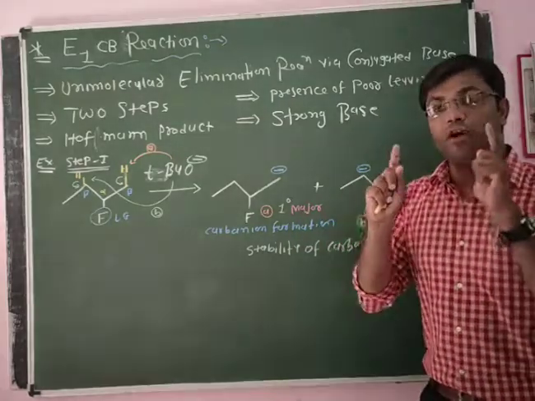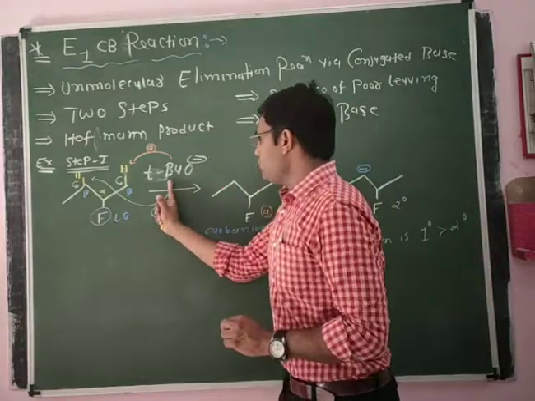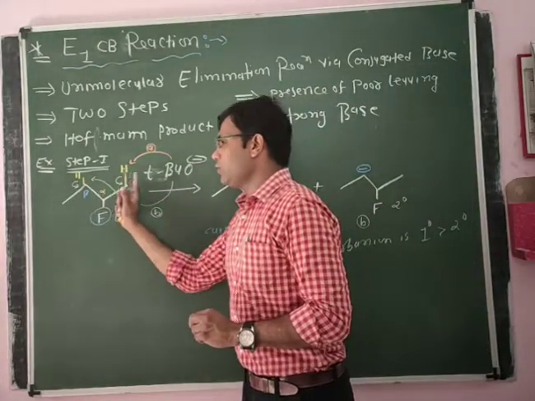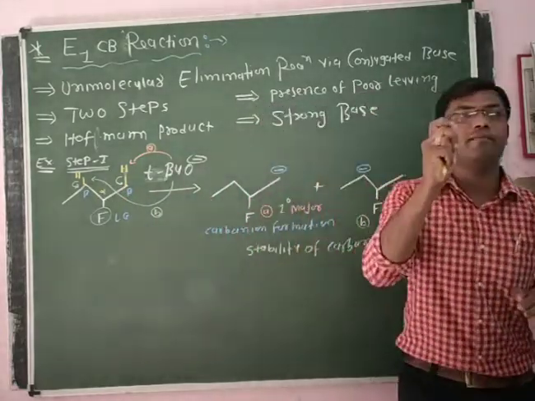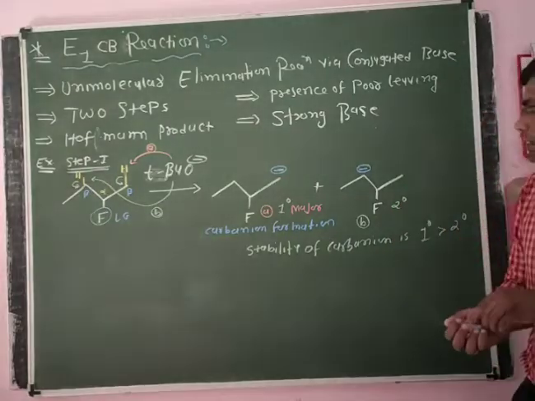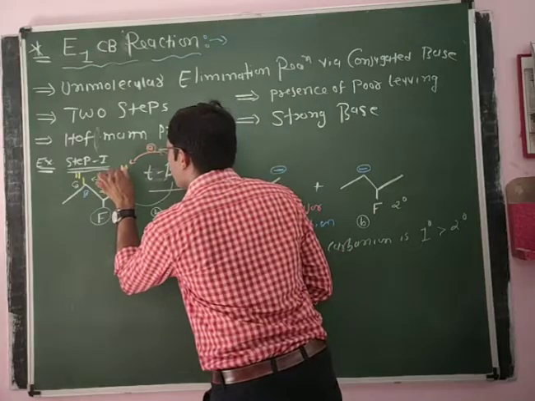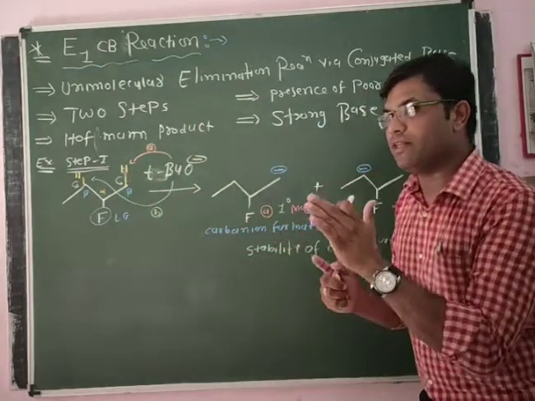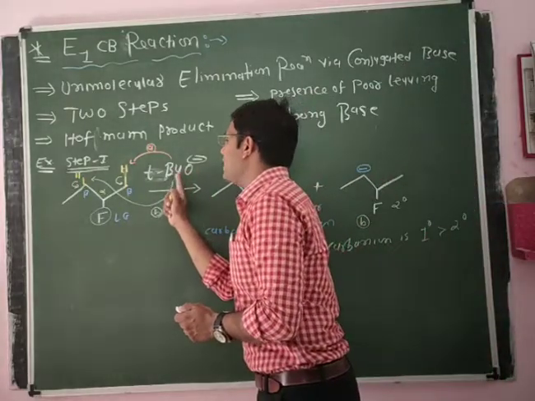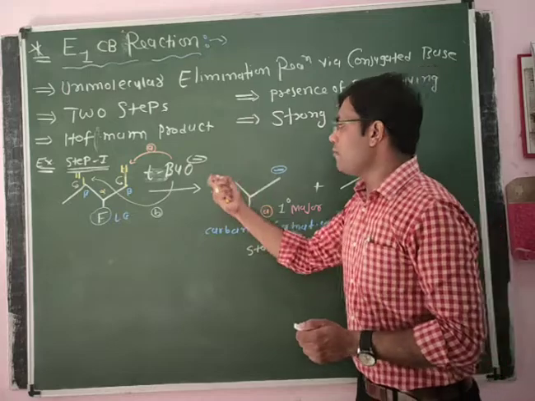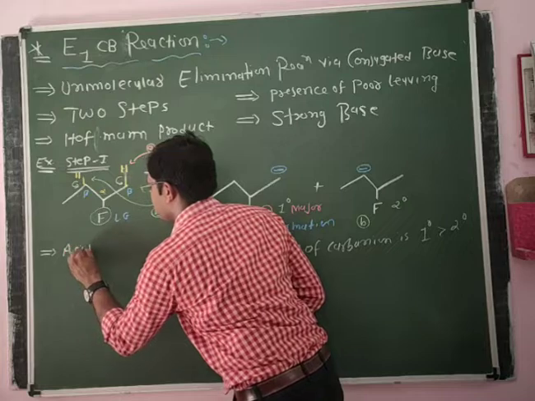So here we can say in the first step our base attacks the beta hydrogen and we get the carbanion. This step is also known as an acid base reaction, because there is removal of a proton. The removal of a proton means it acts as an acid, and this one accepts the proton, so it behaves like a base. So we can say this first step is the acid base reaction.